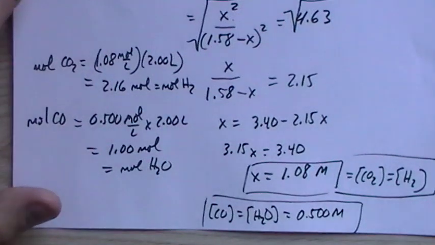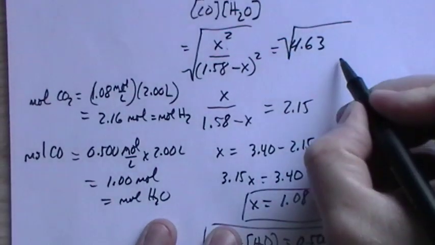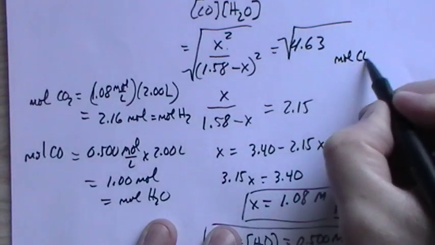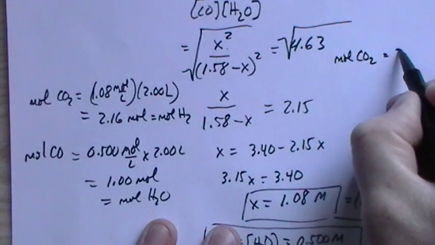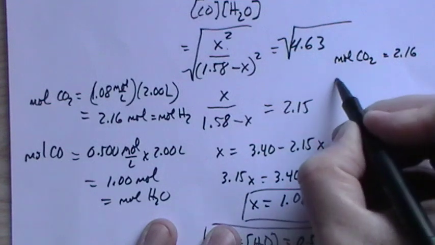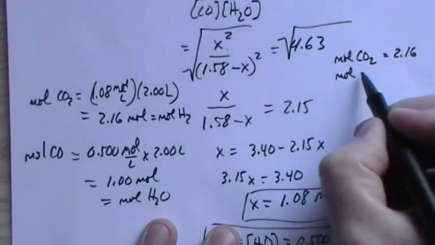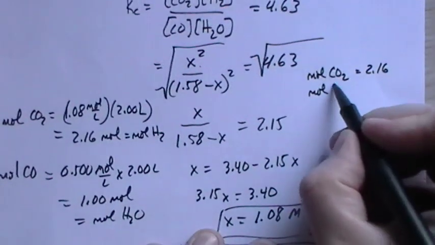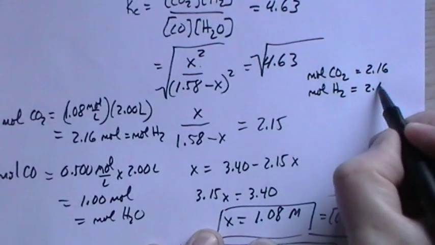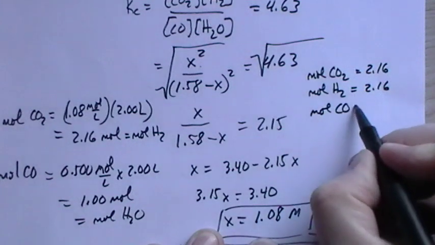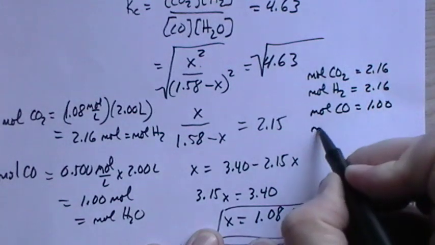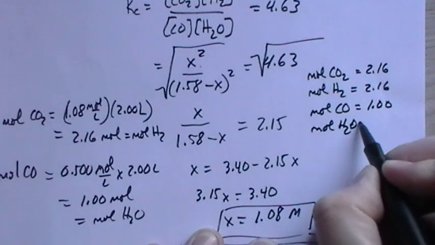So once we find the concentrations, then you just have to multiply by the volume of the container. So let me just rewrite it here. Moles of CO2 equals 2.16 moles, I don't have to put units because I'm specifying what it is here, moles of hydrogen is going to be the same thing. Moles of CO will be 1, and the moles of water will be 1.